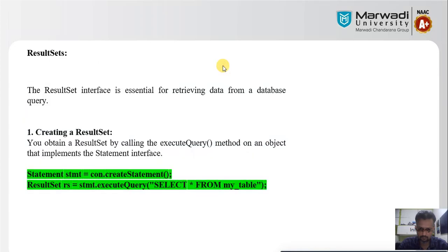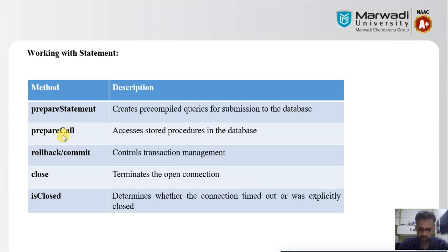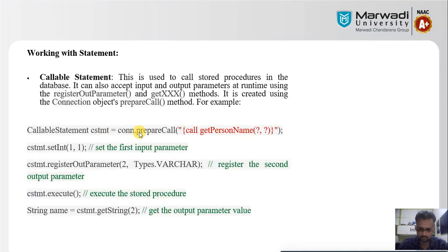Now we have given the set of predefined methods. What are the predefined methods that exist with the statement interface? First is prepareStatement. The main part of prepareStatement is that it creates pre-compiled queries for submission to the database, so we will not pass any kind of value. Next, prepareCall accesses a stored procedure in the database. If we want to access the stored procedure, then call the stored procedure. That's why in the previous example I am writing call for getPersonName. So I want to access the person name, and we know that the person name exists in the second parameter, so you will write registerOutParameter second, Types.VARCHAR.